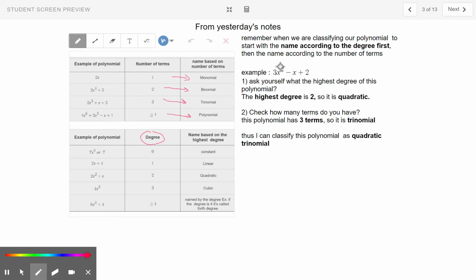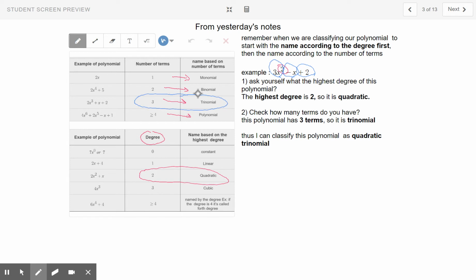So the first thing you want to do is look at the highest exponent. So in this case it's quadratic. And then you want to count how many terms there are. Terms are separated by adding and subtracting. So there are 3 terms, so this is a quadratic trinomial.